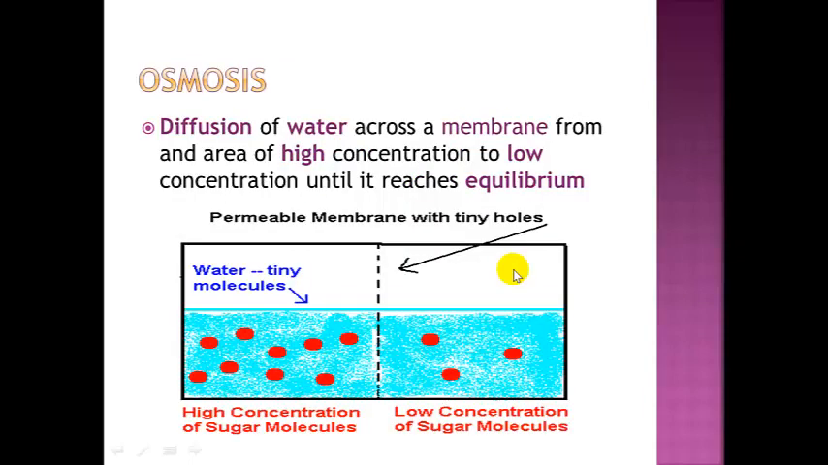All right, another type is osmosis. Osmosis is the diffusion of water across a membrane from high concentration to low concentration until it reaches equilibrium again. So it's pretty much the same thing, but it's actually the movement of water this time. Osmosis is the movement of water. Diffusion is the movement of particles or molecules. But they're both going from a high concentration to a low concentration and requiring no energy.